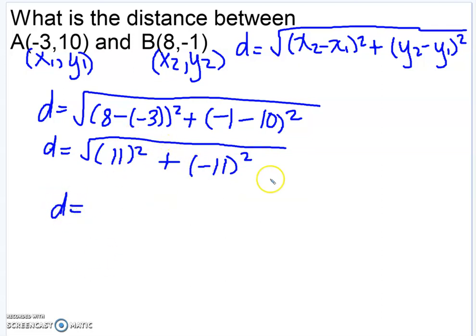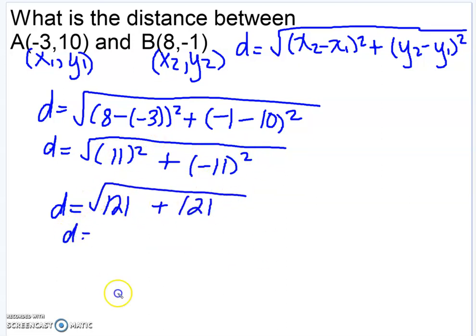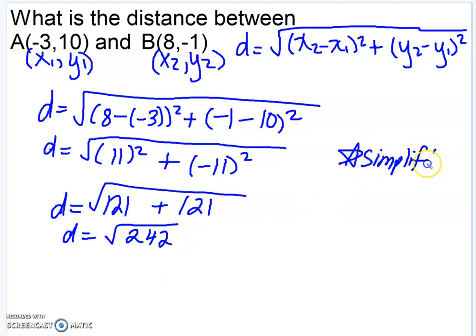So we do have 11 squared and -11 squared. 11 squared here is 121, and -11 squared is still 121, which is going to give us 242. But remember, we have already learned how to simplify radicals. So it is expected if you have a radical that can be simplified, you will do so.